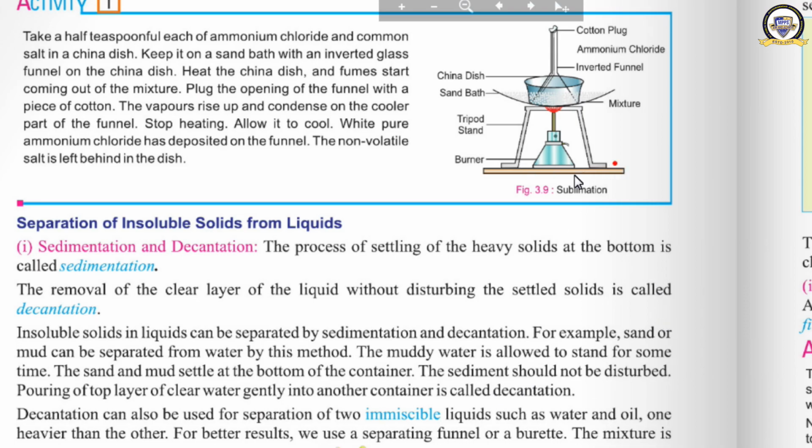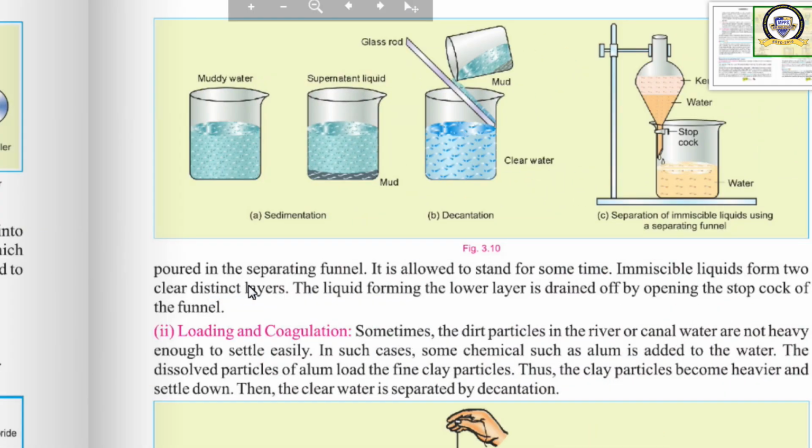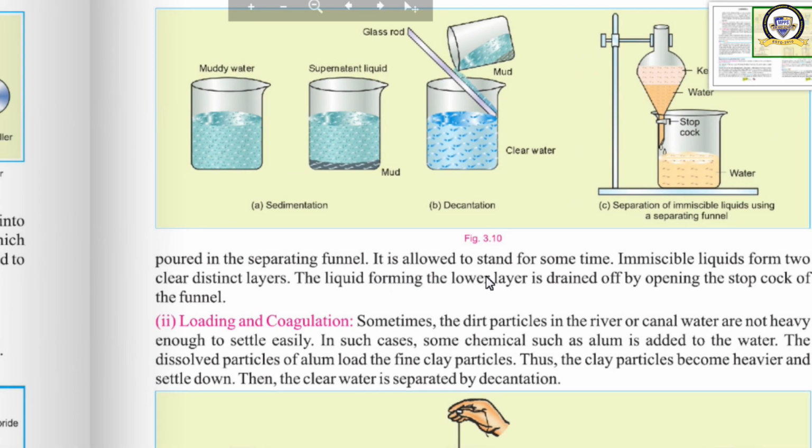Okay, the mixture is poured in the separating funnel. It is allowed to stand for some time. Immiscible liquids form two clear distinct layers. The liquid forming the lower layer is drained off by opening the stopcock of the funnel. See, I am showing you a picture.